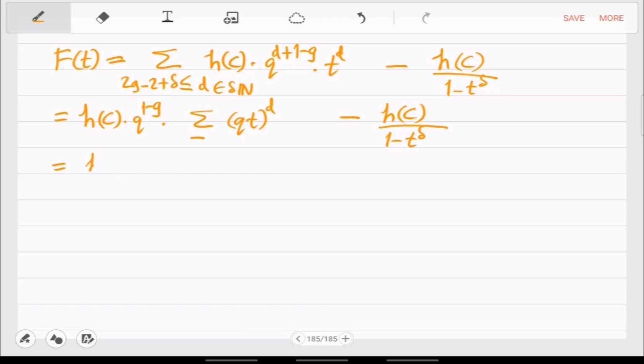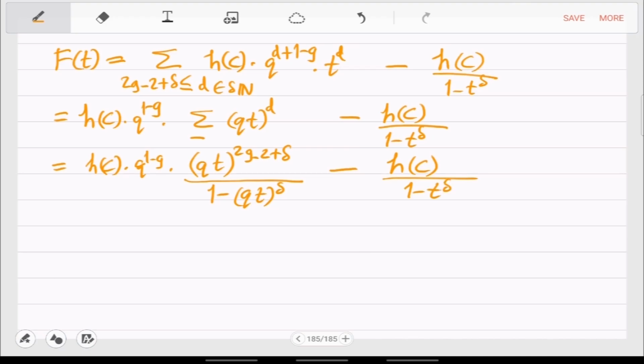Which will sum up, by the geometric progression formula, to q^t to the starting point, which is 2g minus 2 plus delta, divided by 1 minus q^t to the delta. Okay. Fine. So that completes the proof that F of t is a rational function.